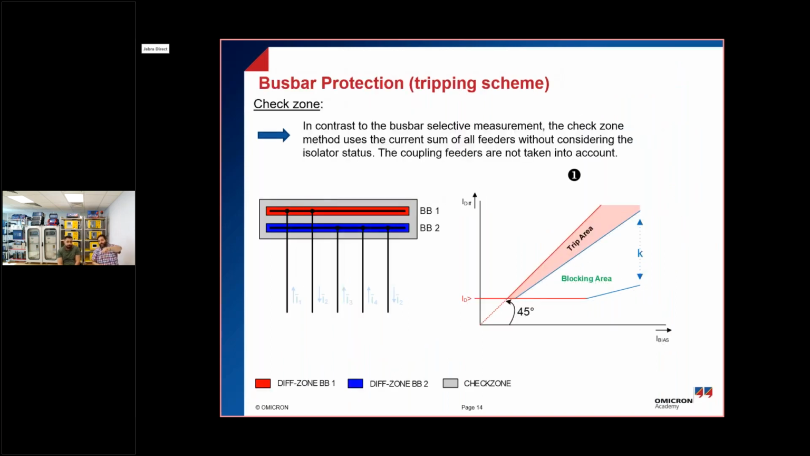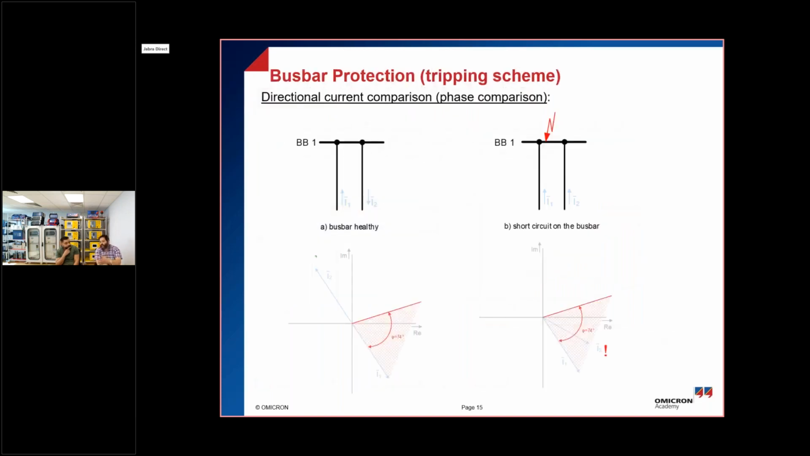Check zone. As we can see here, we have the gray box. It is a container for the entire busbar to check whether current in equals current out or not, to detect if there is any fault in order to start the busbar protection. And as we agreed, it should operate together with the discrimination or selective zone to issue a trip. Maybe here we can talk about the directional current comparison, the phase comparison, if we have an internal fault or a stable or external fault.